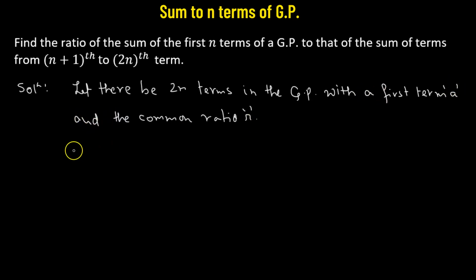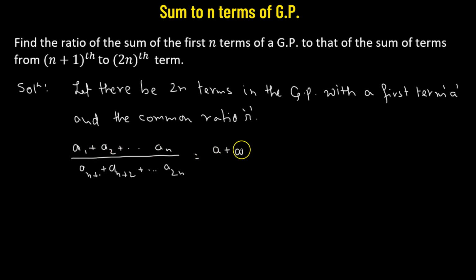Now we need to find out the value of a1 plus a2 all the way up to the nth term, divided by a(n+1), a(n+2), all the way up to the 2nth term. So let's begin. Our first term will be simply A. Then our second term will be A times R. The third term will be AR squared, and this goes all the way up to the nth term, which will be A times R raised to the power of n minus 1, divided by the a(n+1)th term.